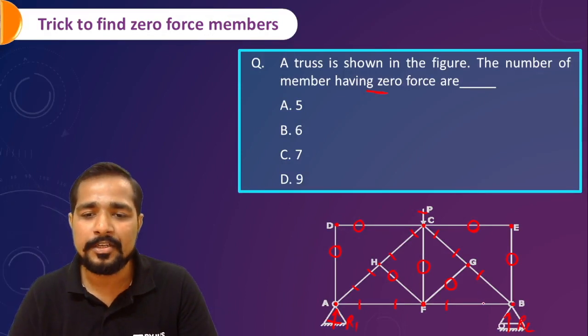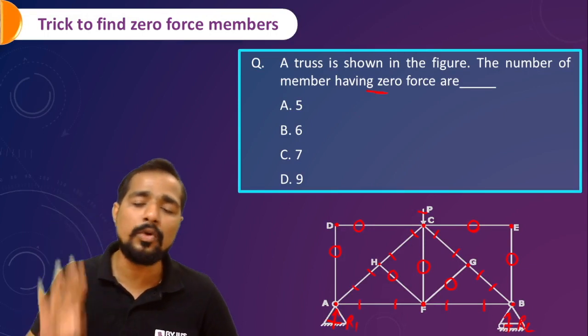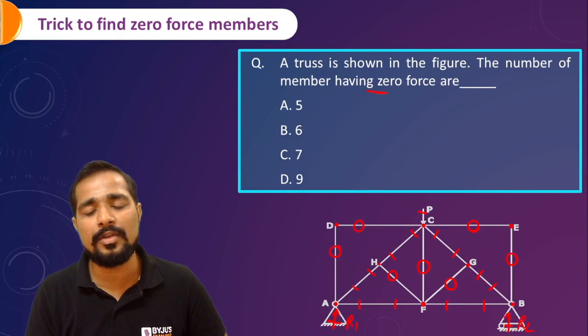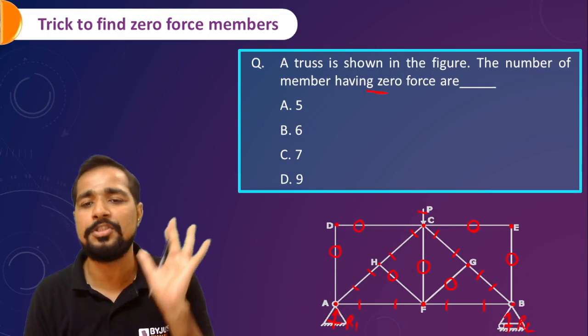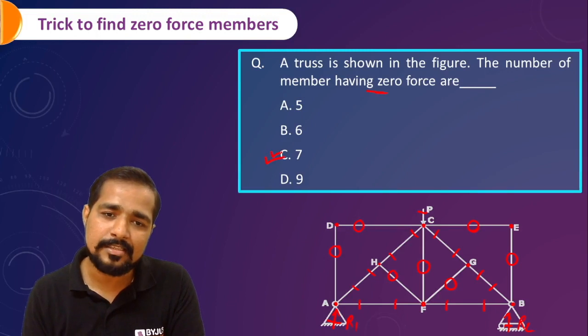Check this point. 1, 2 and 3. All the three are non-collinear. So again all the three are non-collinear, then you will write the answer non-zero. So now you will count the zero force members. You will write C4, that is the right answer, 7.